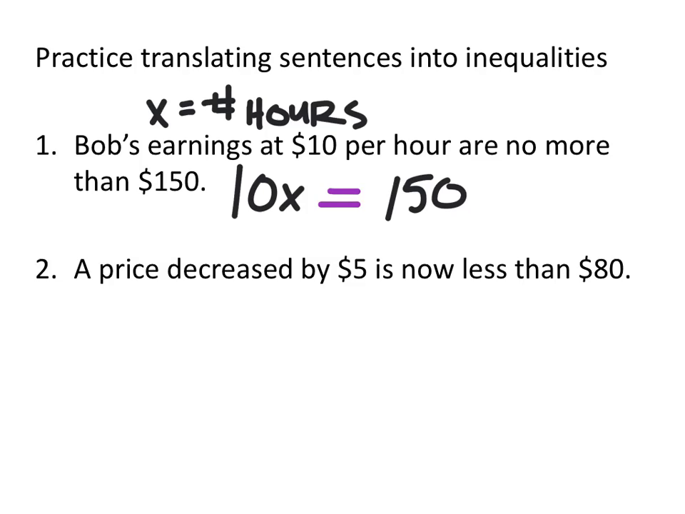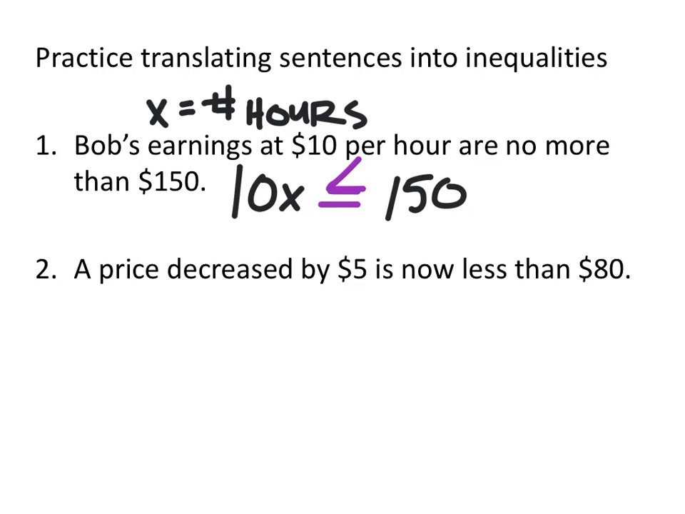Bob could earn 150, but it couldn't be more than that, which means that whatever he earns, it needs to be, whoops, I did that the wrong way. It needs to be less than the 150. So it could be less than, but it could be equal to, and that would be fine. So that would be the statement. Of course, you could solve it and say, well, the most hours you could work is 15. Let's go to the next one.